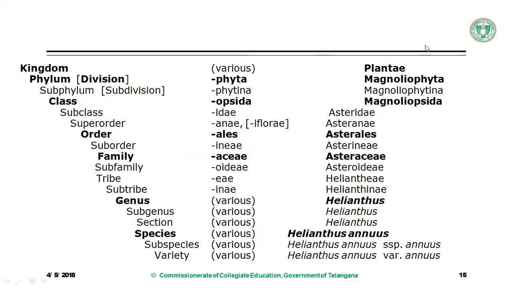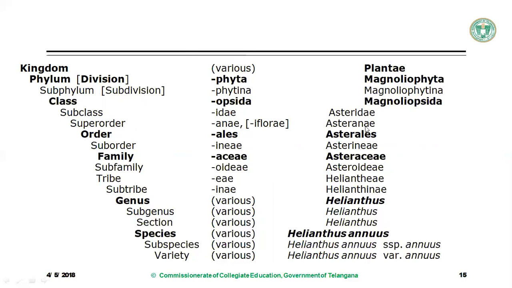For example, kingdom Plantae, division is Magnoliophyta. Subdivision is called Magnoliophytina. Class is Magnoliopsida. In this way, the suffix of a particular taxon is also fixed, which never changes. For example, a family name always ends with -aceae, for example Asteraceae. And an order name always ends with -ales: Asterales, Polemoniales, Rosales, Gentianales.